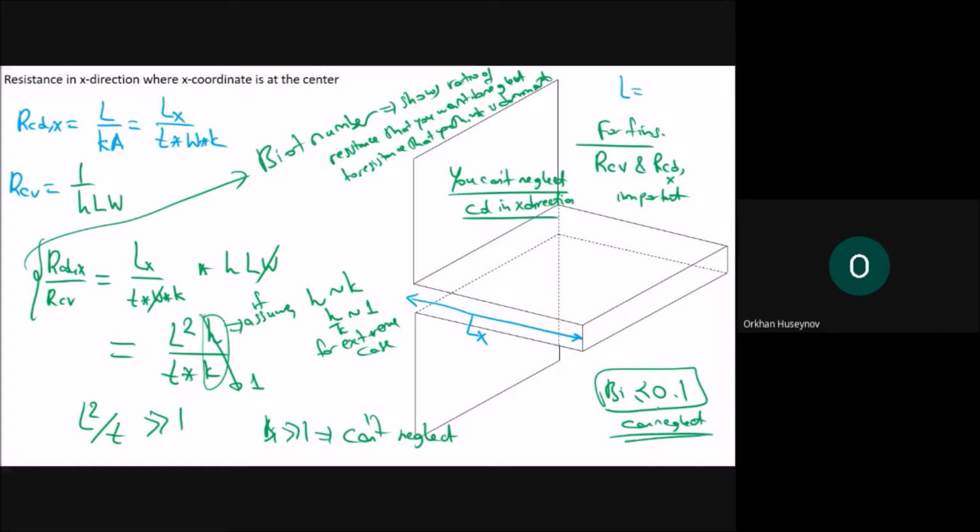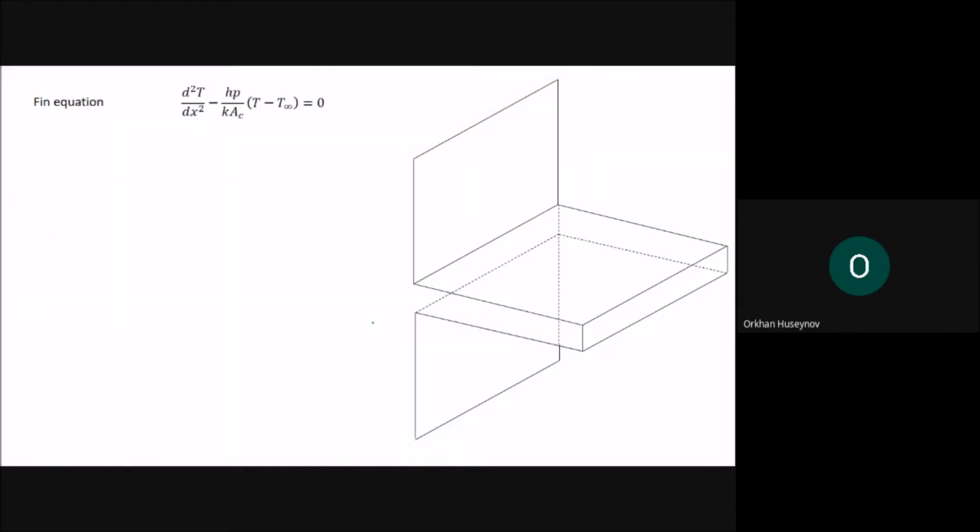Okay, now comes the final one, which is the Fin equation. This is the Fin equation that we will use, and the Fin equation is given as this one. The second order derivative of temperature, d squared T by dx squared, minus hP by kAc multiplied with T minus T infinity, is 0. This is the Fin equation, a differential equation. This one is second order, and a linear differential equation. And to solve this differential equation, this one is also non-homogeneous.